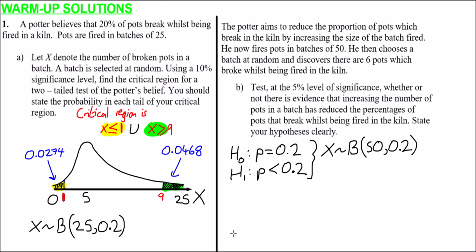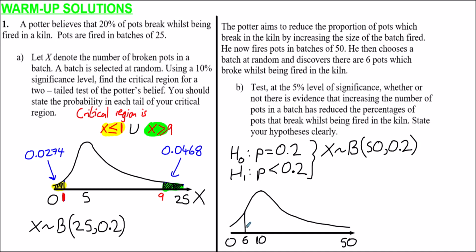So again, if we picture this distribution here, down there's non-broken, up here is 50. 10% of 50 would be 10. You don't need to sketch on 10, but just to give you an idea of what you're expecting to be normal. So 10's the most common number broken, trailing off, becoming less and less likely the more and more break, unless you're very, very unlucky indeed. So 10 is the norm. What he's discovered here is that 6 pots have broken. So we need to work out if 6 is in the critical region or not.